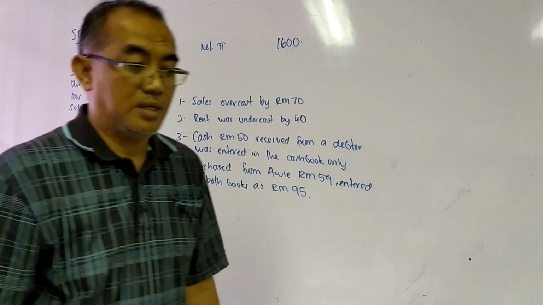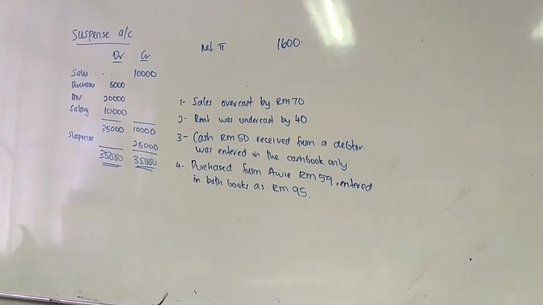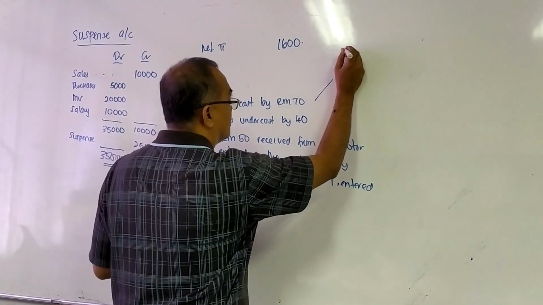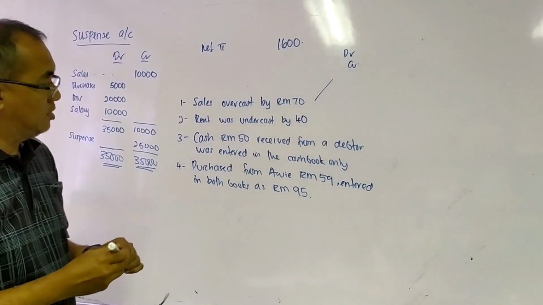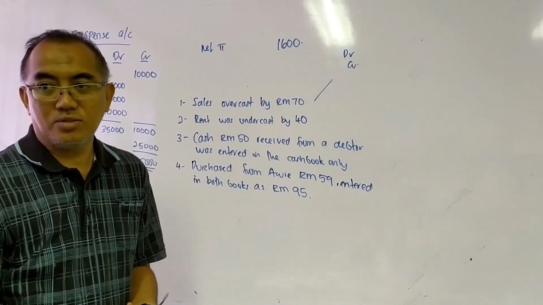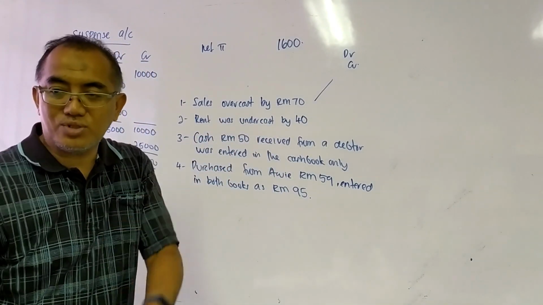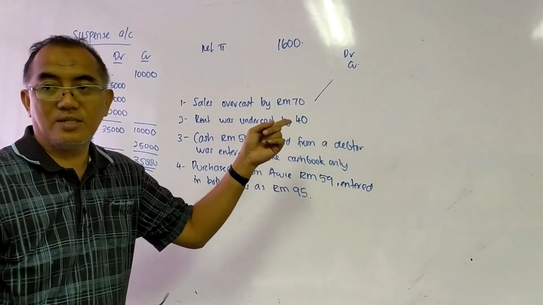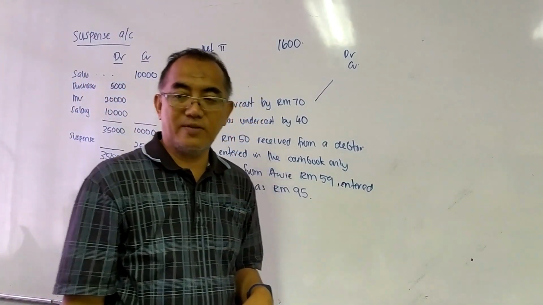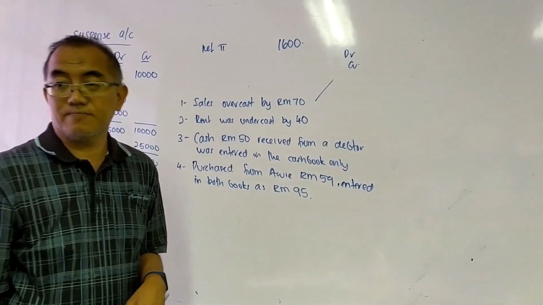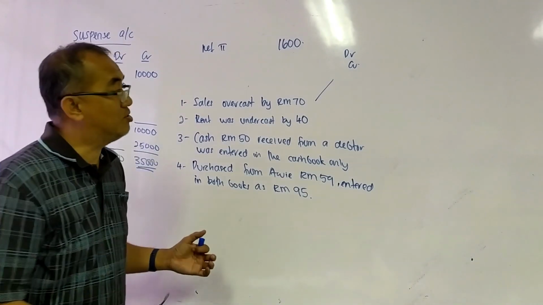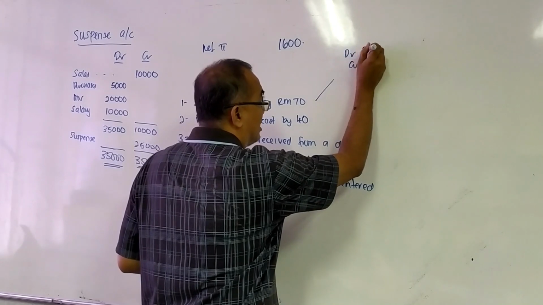Okay, so how do you do the first correction? Your sales are overcast by 70, meaning that your sales are higher by 70. So you need to reduce your sales by 70. How do you do it? You debit or credit your sales? Debit, yeah, because sales are always credit. So when you want to reduce your sales, you debit your sales.